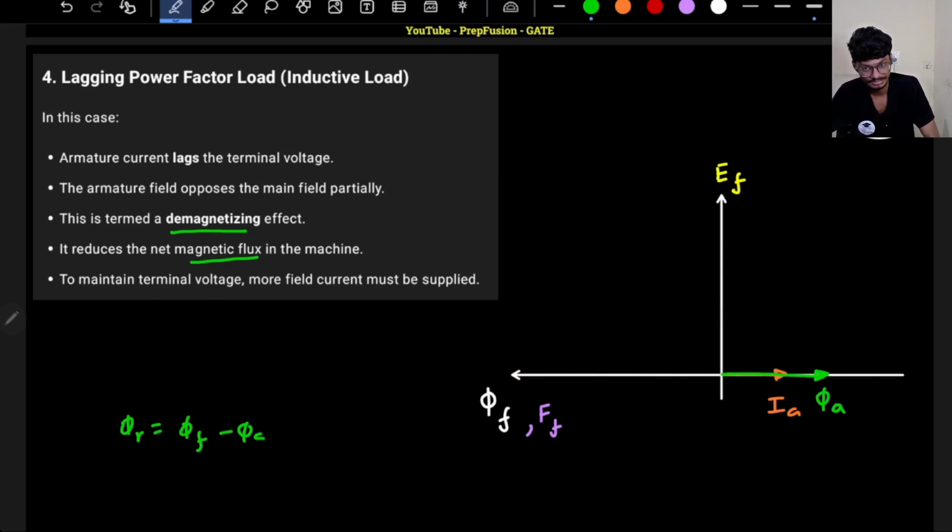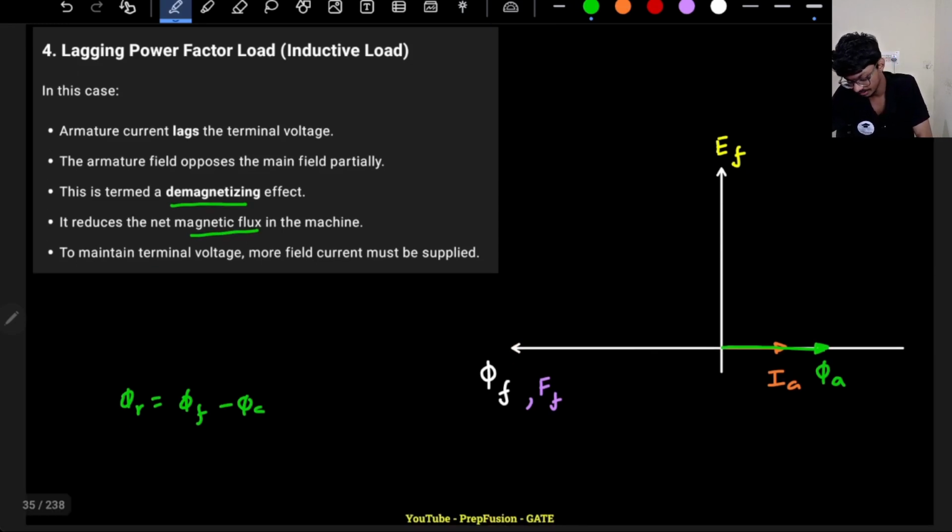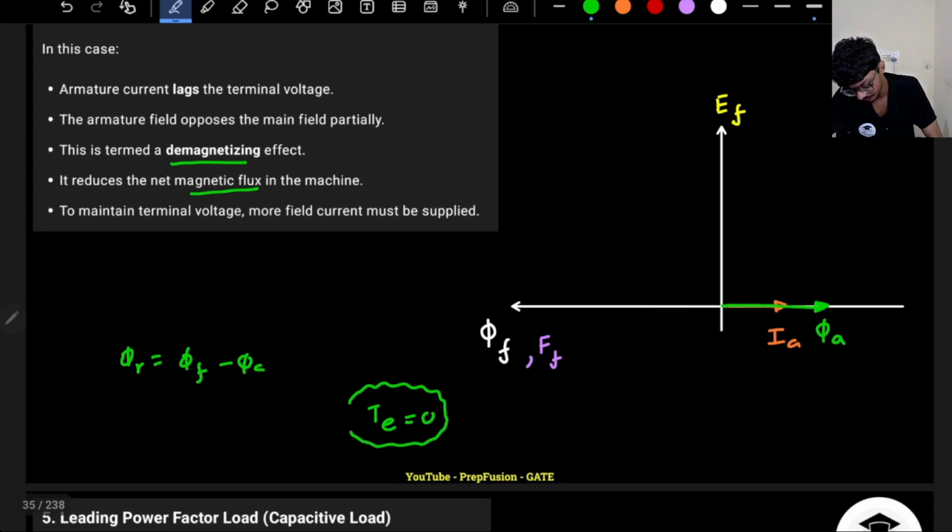And is there any torque generation here? There will be no torque generation. Electromagnetic torque will be zero, so we cannot have purely inductive loads or capacitive loads. One more way you can understand how the electromagnetic torque is zero here: it is phi F into phi A into sine of delta, the angle between them. So sine 180 is simply zero.